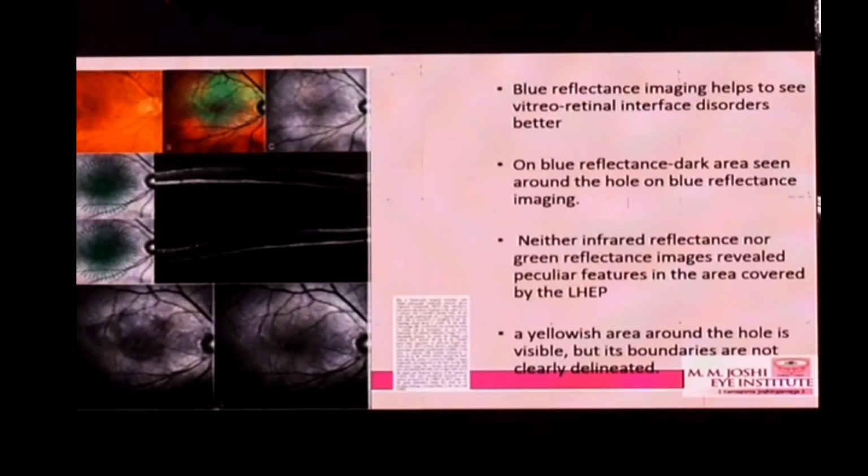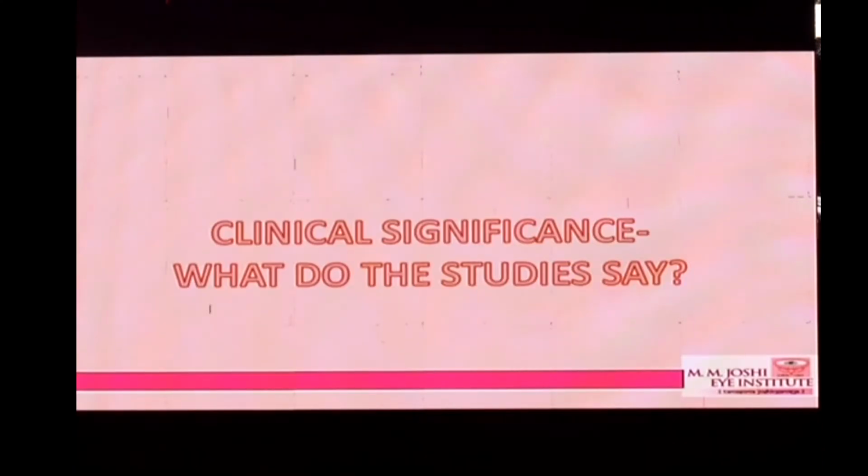The blue reflectance is the image where we can identify this LHEP apart from OCT. If you look at the color photograph, the multimodal false color image, and the red reflectance image, we are not able to make out the LHEP, but on OCT definitely yes. This is the blue reflectance, where you can see a dark area surrounded by another dark area. This is the area of the LHEP, which can be clearly made out by the blue reflectance only.